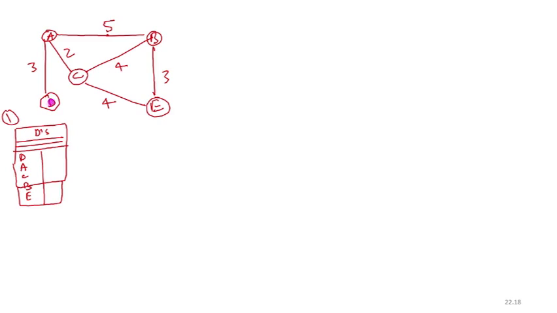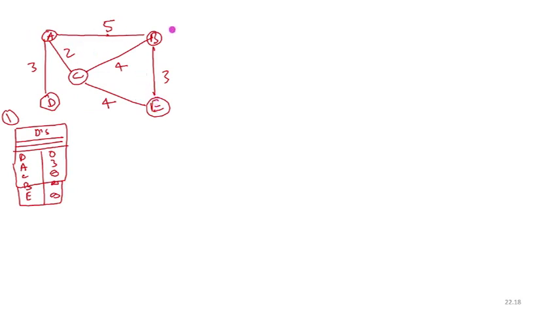In step 1, from D to D it is 0, from D to A 3 is the weightage, from D to C there is no direct path, so it will be infinity, from D to B it is infinity. Infinity means there is no direct path at the initial stage. Between D to E there is no direct path, so it will be infinite. So this was the initial table that is formed.